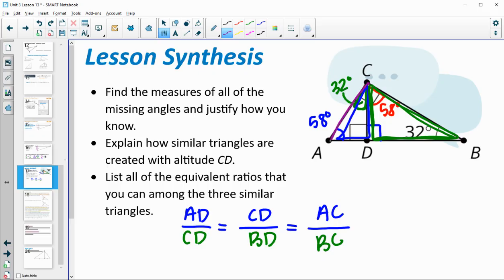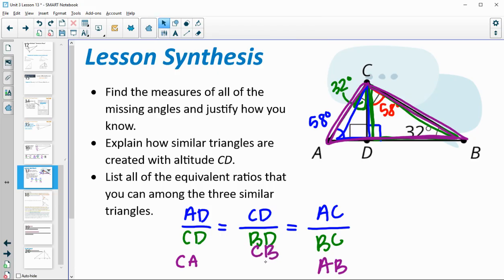I also could have done that with this larger triangle too, because the shorter leg here is CA, the medium sized leg is CB, and the long leg is AB. So I could have substituted these three measures in here as well and gotten some more ratios. Like if I just deleted these out, okay, I could have substituted these in, and this would give me a bunch of different ratios as well.